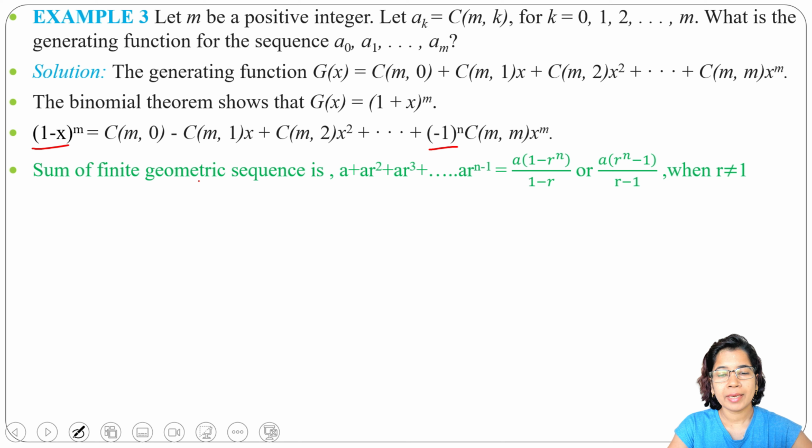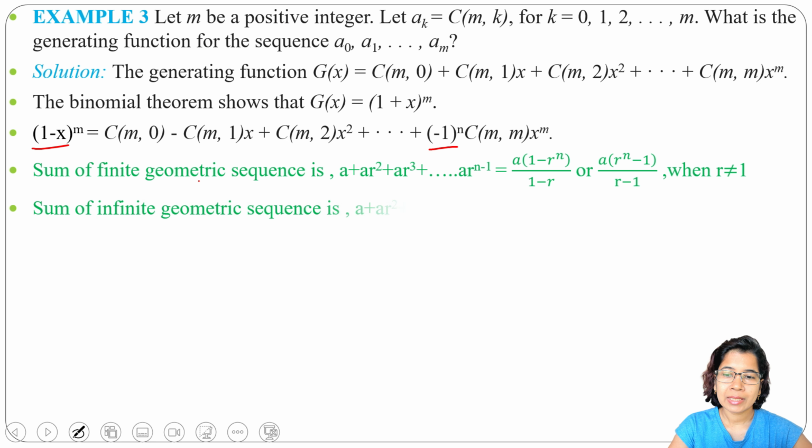Now the sum of a finite geometric sequence a + ar + ar^2 + ... + ar^(n-1) is a multiplied by (1 - r^n) divided by (1 - r), or you can write a(r^n - 1) divided by (r - 1). This is for a finite sequence. If it is an infinite sequence, then that is a divided by (1 - r). These are the geometric sequence sums, finite and infinite. We'll use these formulas, right?